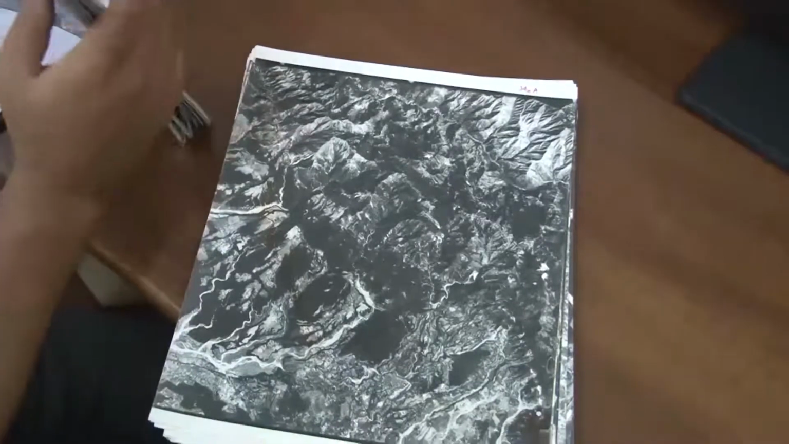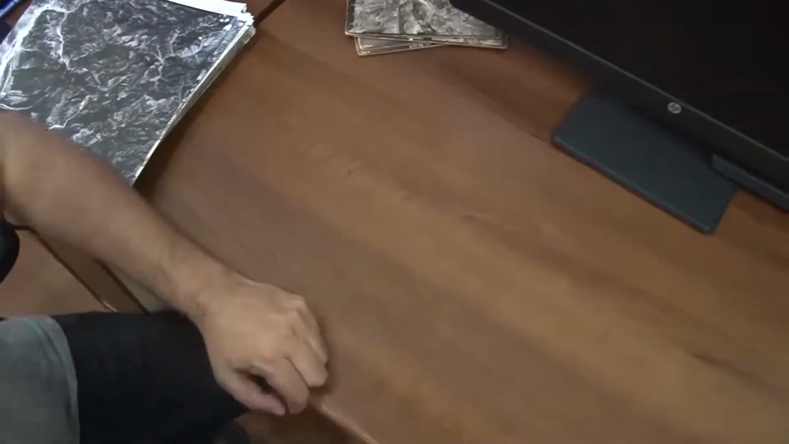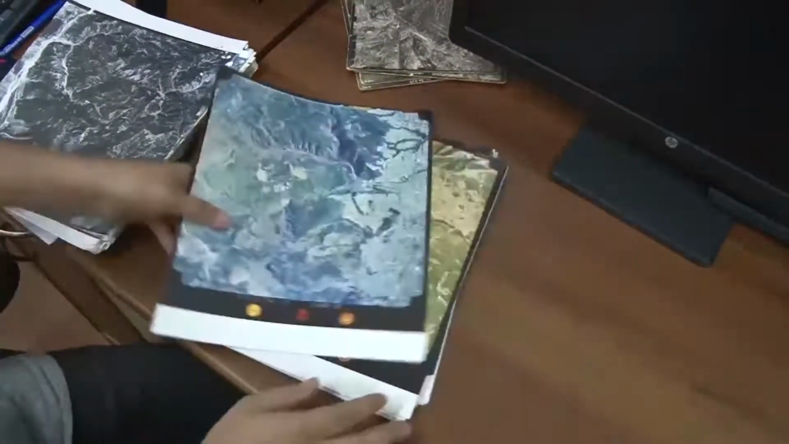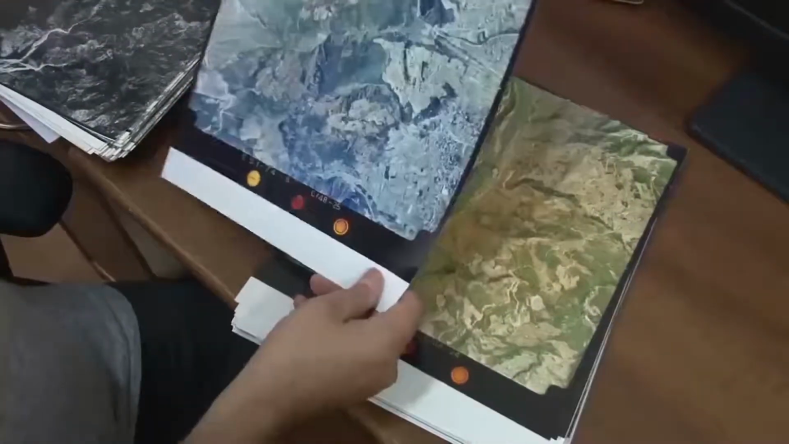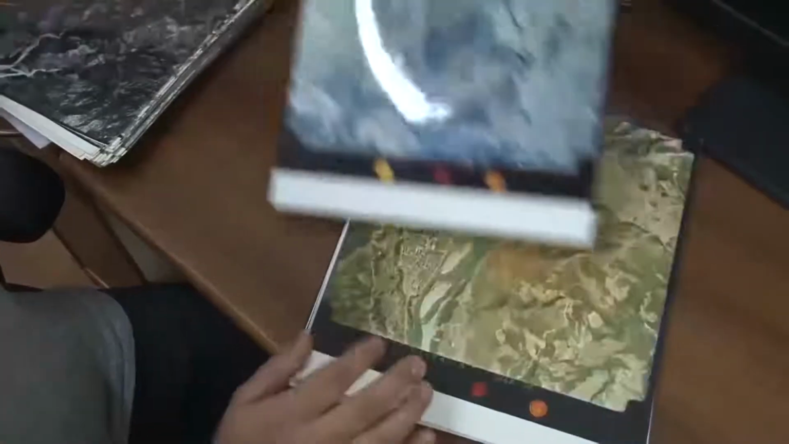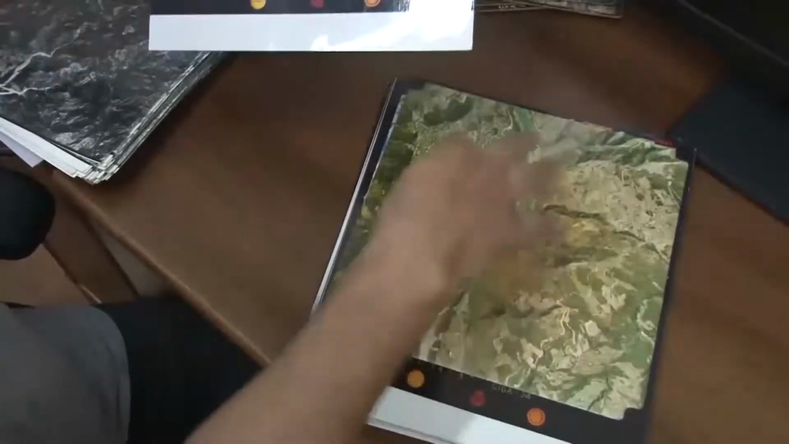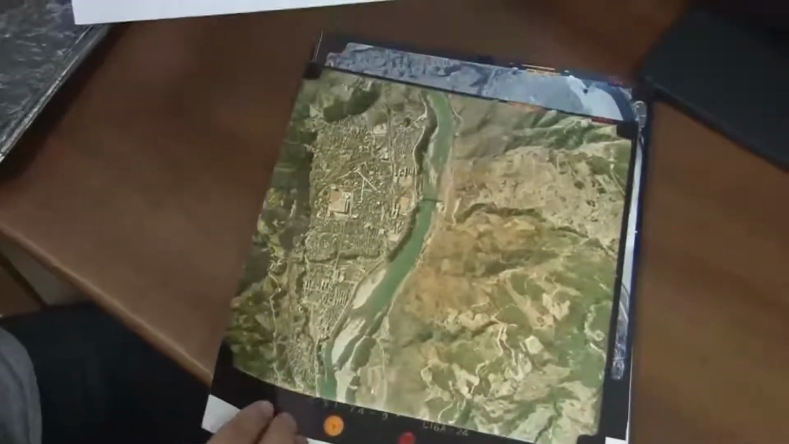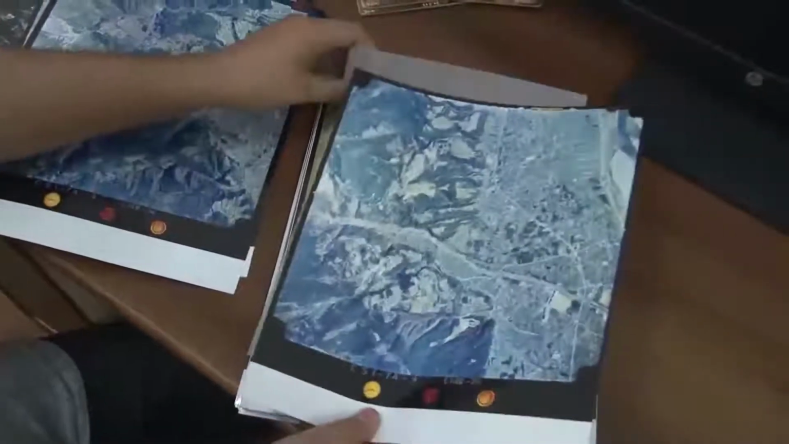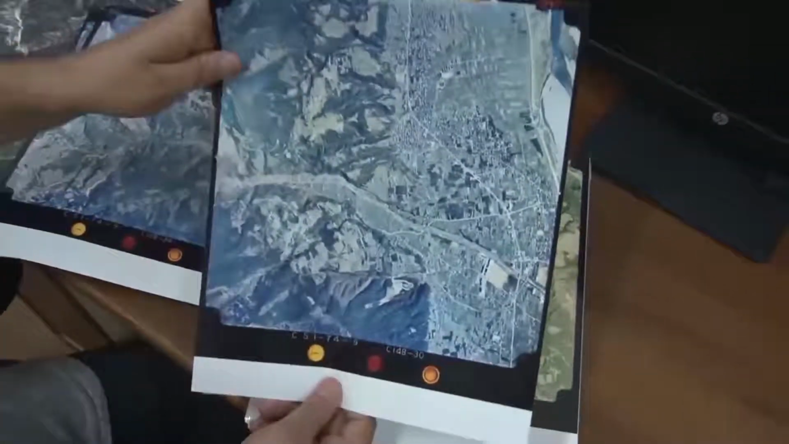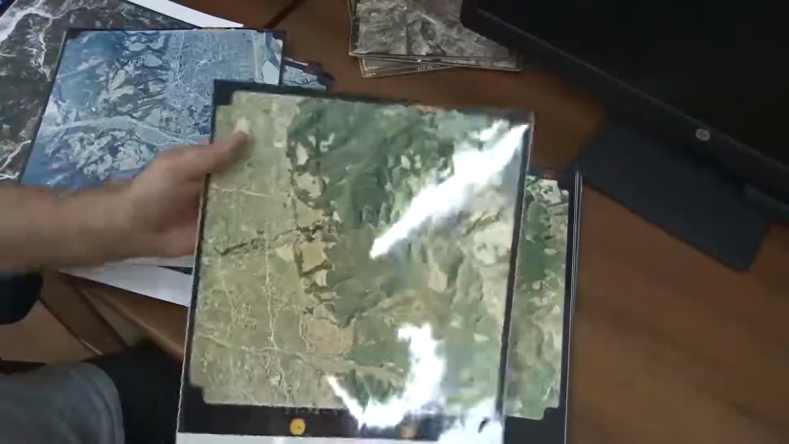Now I'll show you the color photographs. These photographs I also showed in the first part for characterizing this landscape. Okay, these are some color photographs where you are able to see the features and everything, but not in 3D.